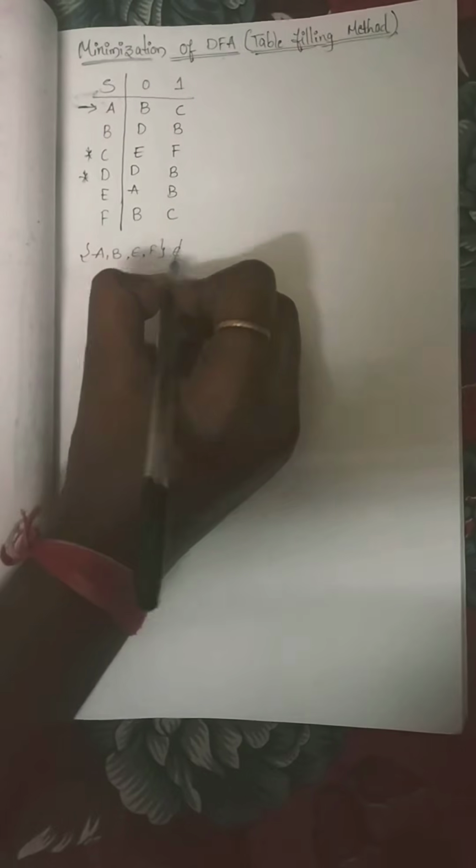Hello everyone. Today we are going to discuss minimization of DFA by using the table filling method. Here we have one start state and two final states. So pair it like this: A, B, E, F belong to the non-final states, whereas C, D belong to the final states. Now draw one table.